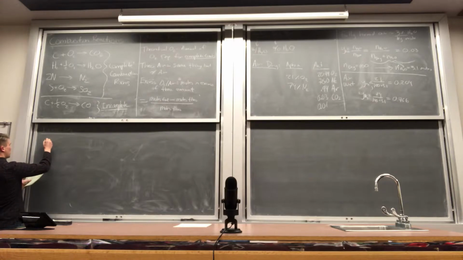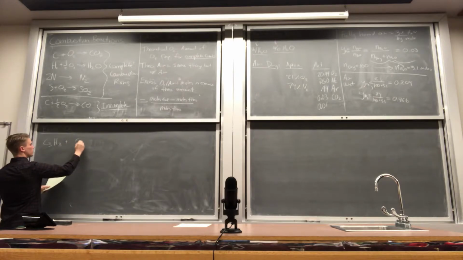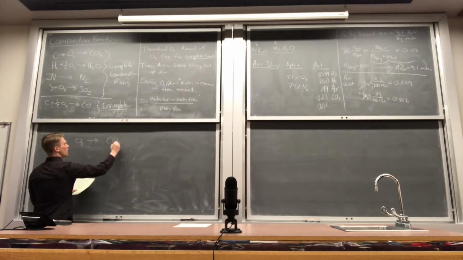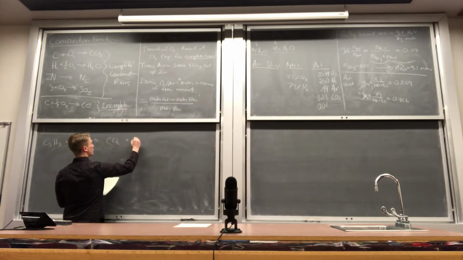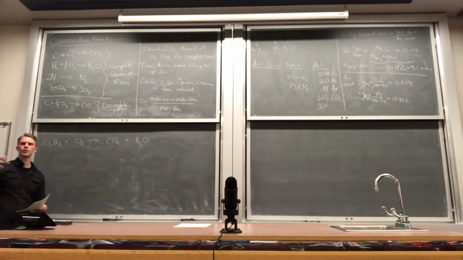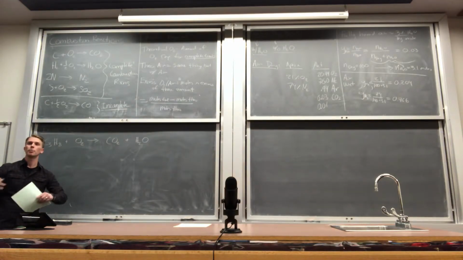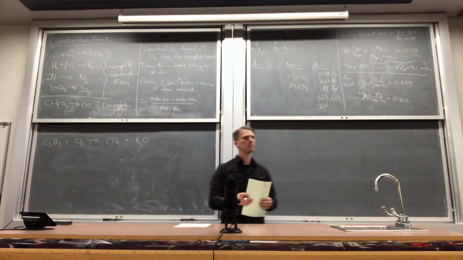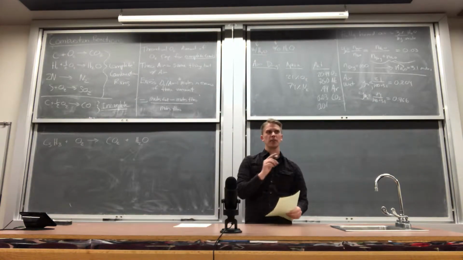All right, so let's look at the combustion of propane. C3H8 is propane's formula, plus some unknown amount of O2 is being required, and we are forming CO2 and H2O. How do I know that we are only forming CO2 and H2O? Because it's a combustion reaction. It's complete combustion.